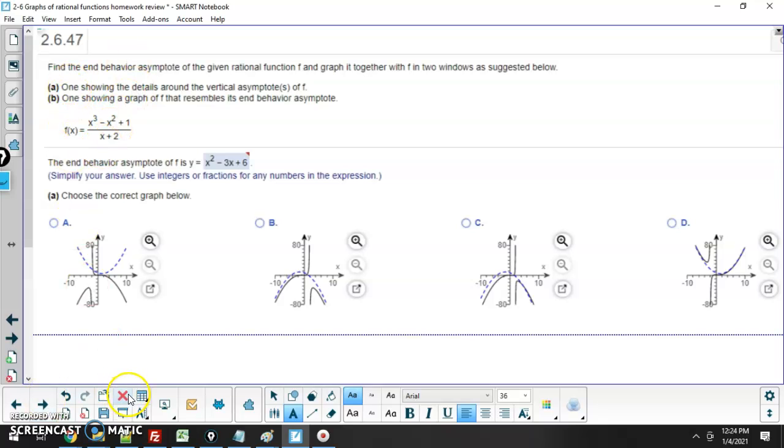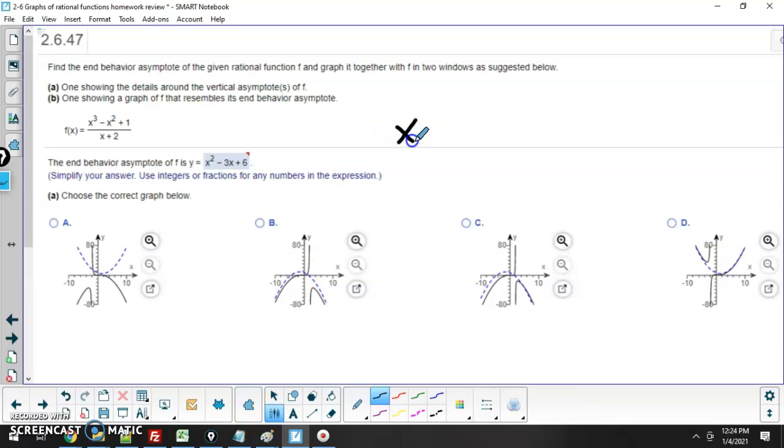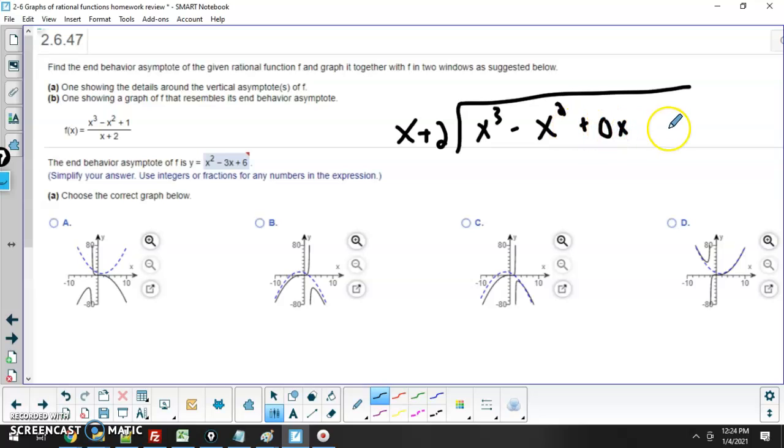Same idea on this particular problem here that some people had issues with. You just got to do synthetic division to find the end behavior asymptote, and you could do regular division as well. Now if you're doing regular division, let me just show you how to set that up. You're going to do x plus 2, and then make sure, once again, you put one of each degree underneath the division bar here. Okay, plus 0x plus 1. So if you're doing regular division, you'd set it up like this.